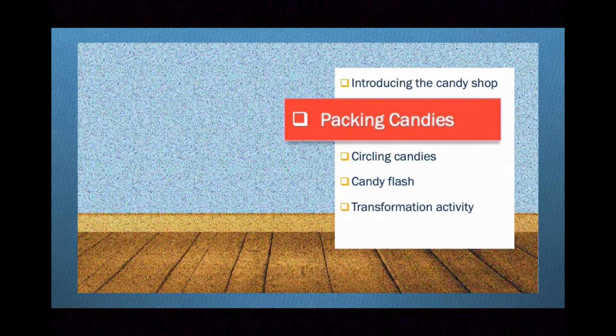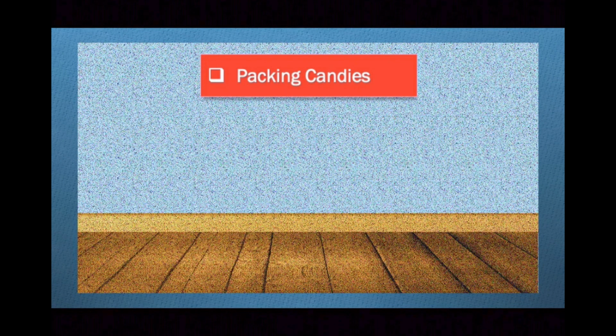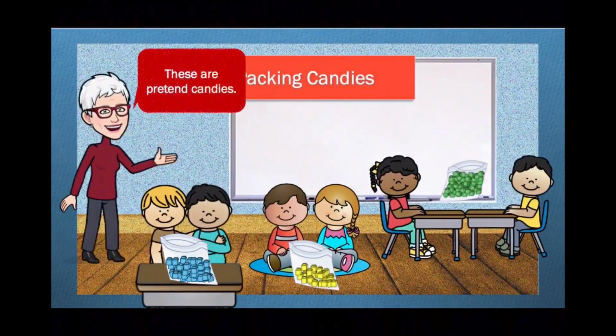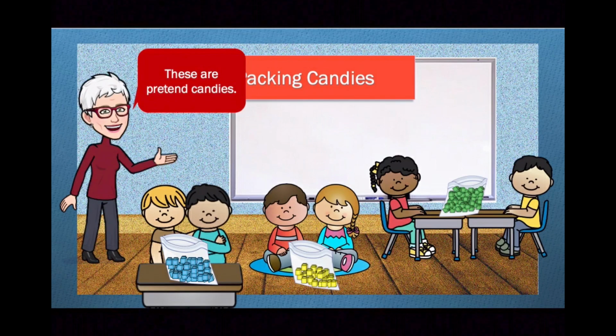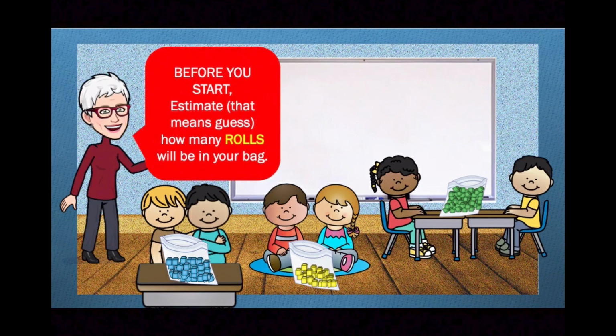It is designed to focus children's attention on the difference between thinking in terms of ones, individual candies, and thinking in terms of tens, rolls. Children work with a partner. Each pair of students is given a bag of loose Unifix cubes, and they are told that these are pretend candies. They're told that they are workers for Mrs. Wright and are to pack up these candies into rolls, but before they begin, they should first estimate or guess how many rolls there will be. As they begin packing, they might decide to revise their estimates.